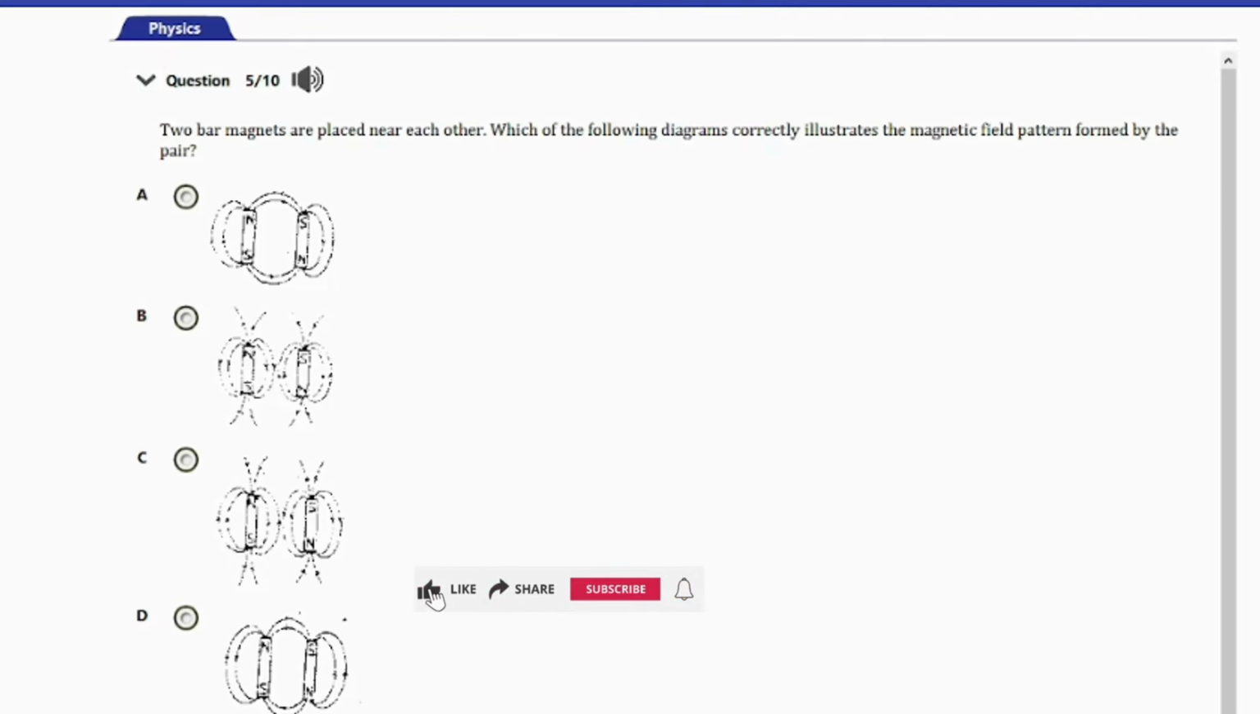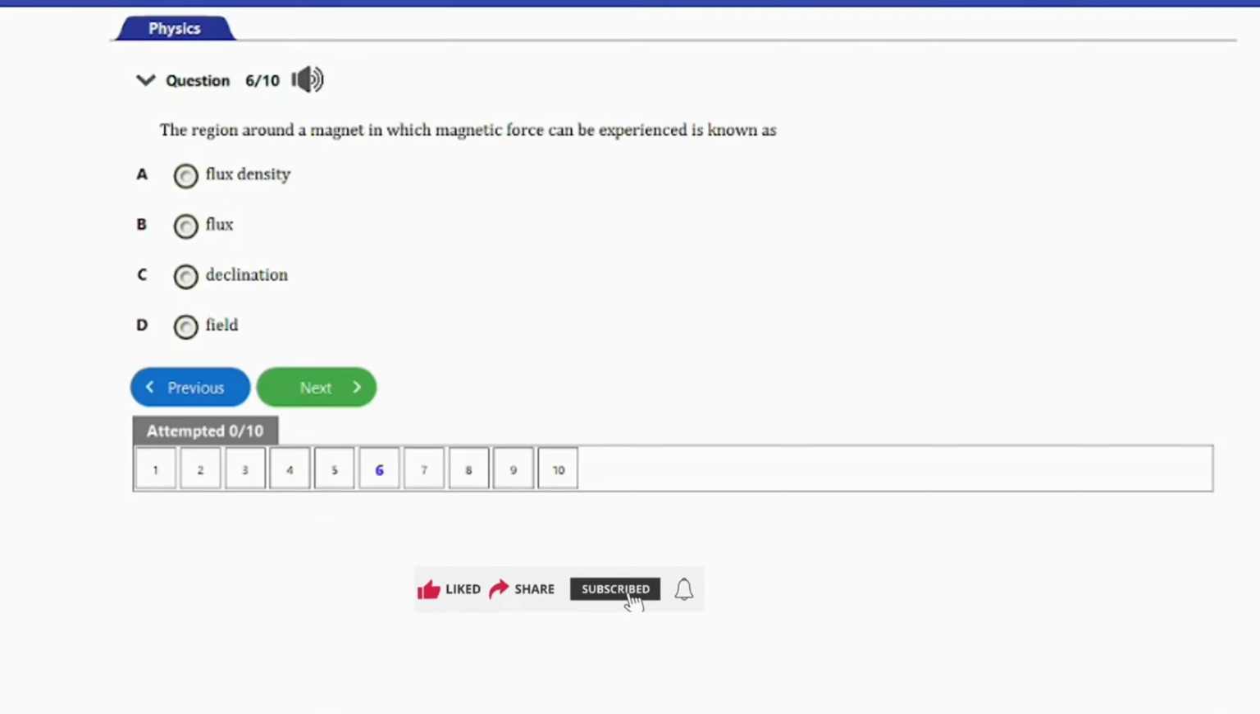So that's it here. So let's go ahead and consider the next question. So that's question number 6 here. It says, the region around a magnetic field in which magnetic force can be experienced is A. Flux density, B. Flux, C. Declination, D. Field. So guys, obviously the answer to this question is option D, and that's field.